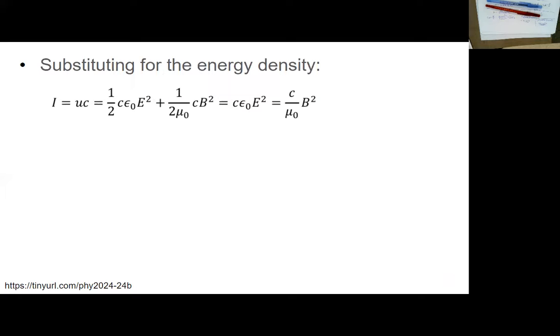All right, so intensity equals U times c. You put c in the first term of U and c also in the second term of U. It's going to be equal to either c times epsilon times E squared, or c divided by mu times B squared.